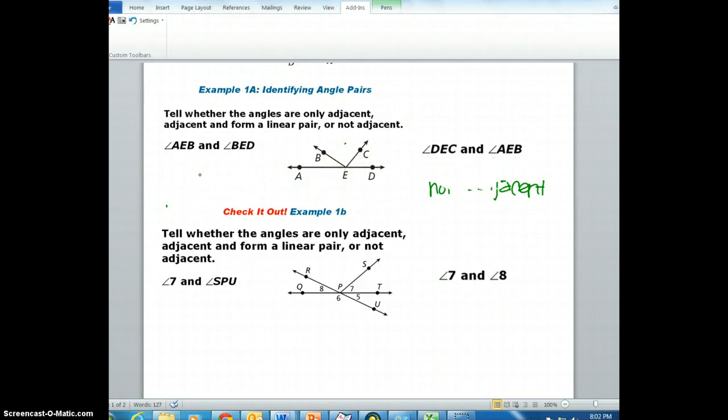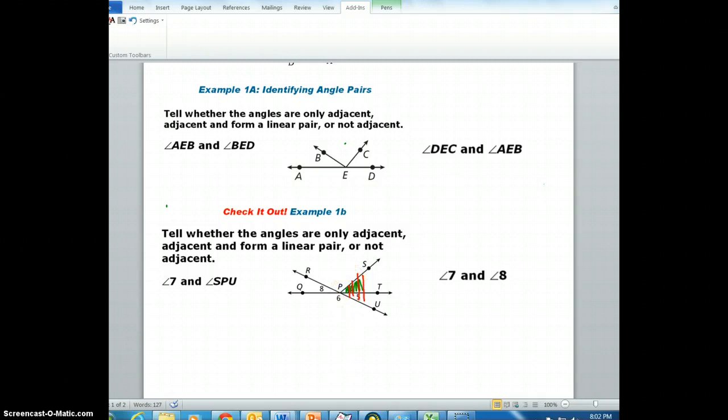How about example 1b? The first part is angle 7 and angle SPU. Angle 7, remember we can name angles with numbers, is right here. And then angle SPU. SPU is this entire angle right here.